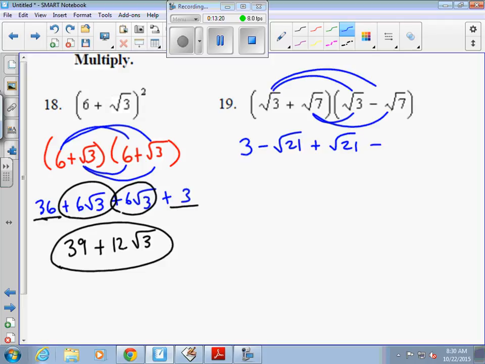Negative 7. Combine your like terms, 3 and negative 7, negative 4. Negative square root of 21 and positive square root of 21 cancel out. That would be 0. Negative 4.